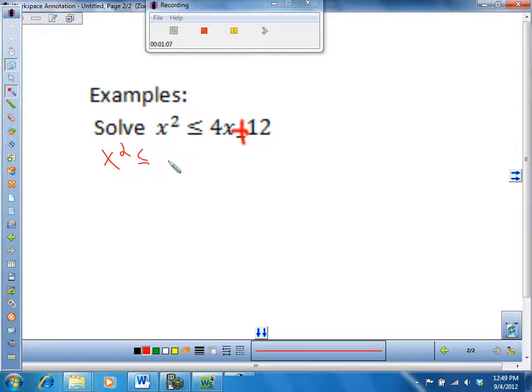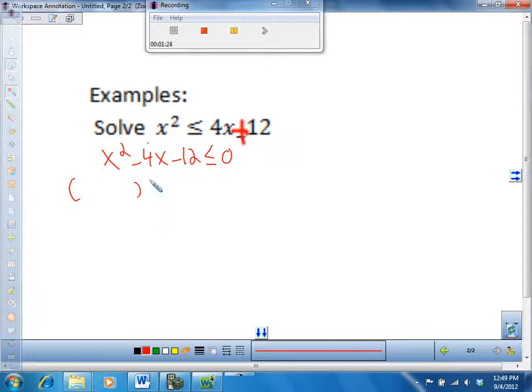X squared minus 4x minus 12 is less than or equal to 0. Okay? Then I'm going to try to factor this. Does this factor? What does it factor to? X minus 6 and x plus 2 is less than or equal to 0.